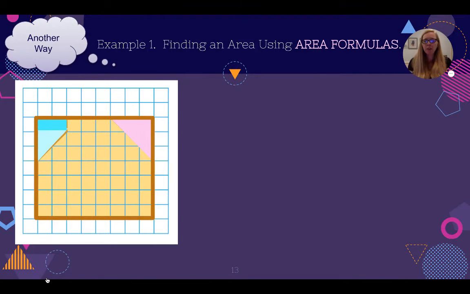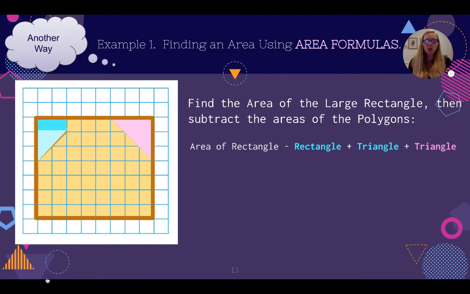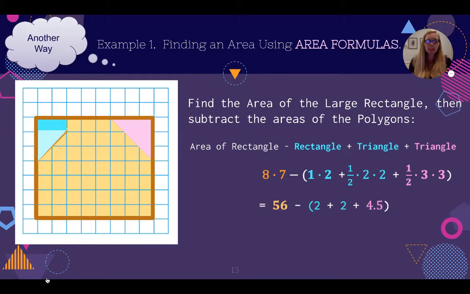Okay, then we had another figure, and I want to bring up this idea as well, where we could think about this as finding a larger area and subtracting out pieces. So what if we found the large rectangle and then subtracted out that small little rectangle, a small triangle, and a pink triangle? So we get 56. And then that small rectangle is only 1/2, so 2 units. The triangle is also an area of 2 units.